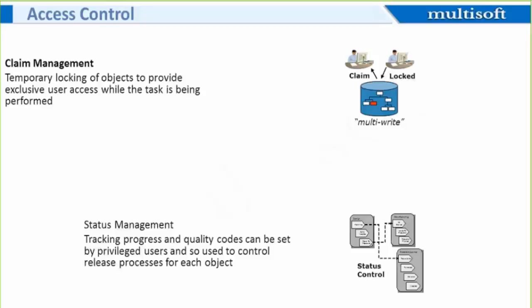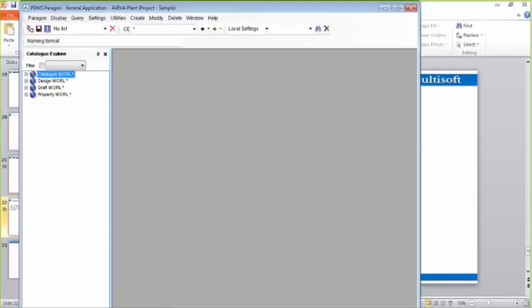There's another thing called status management in PDMS, which is like status control, using which item statuses can be defined and then can be extracted and controlled in the model. Like this is the Paragon module.